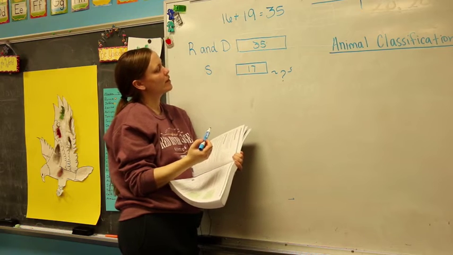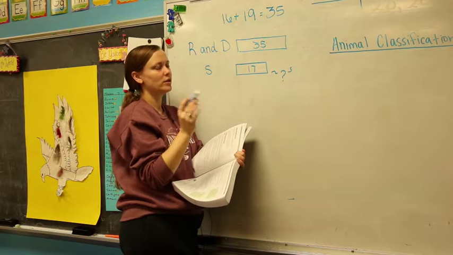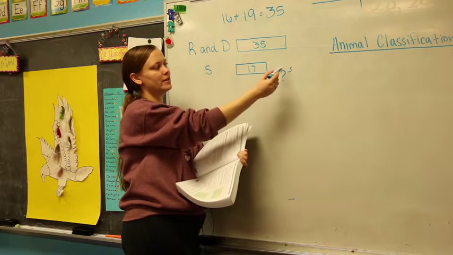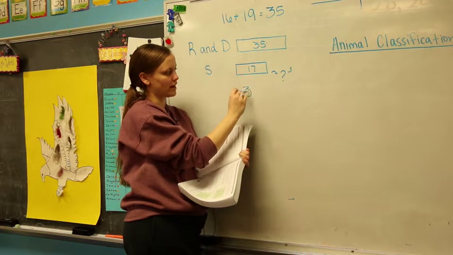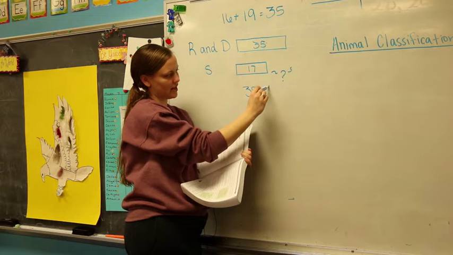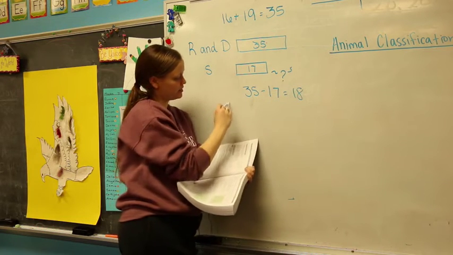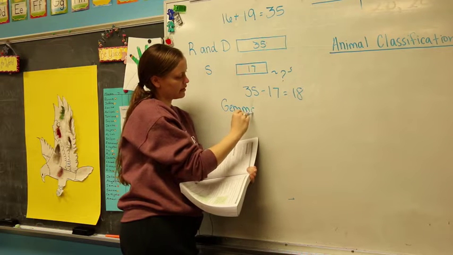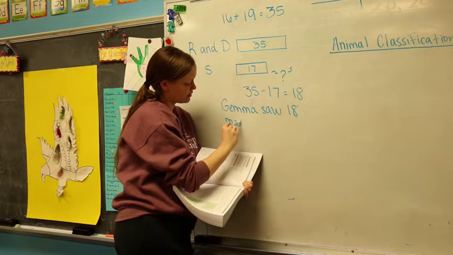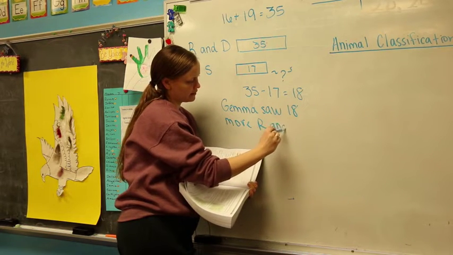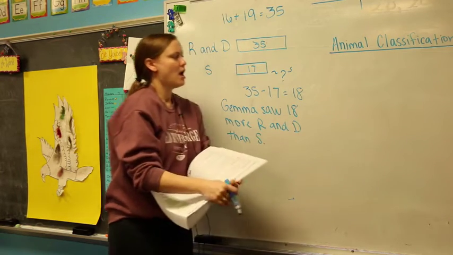So we have 35 robins and ducks, and from the problem, it tells us 17 squirrels. What's our second step? What do we have to do to figure out this number right here? We have 35 here and 17 here. You have to subtract. So 35 minus 17 equals 18. So your final answer is going to be Gemma saw 18 more robins and ducks than squirrels.